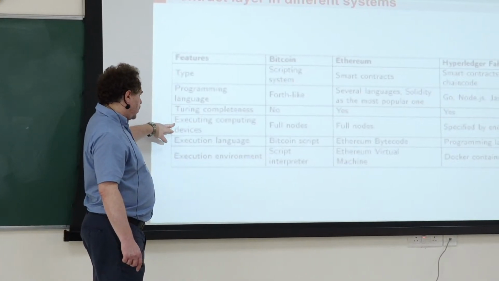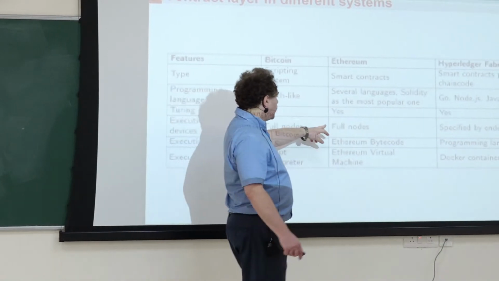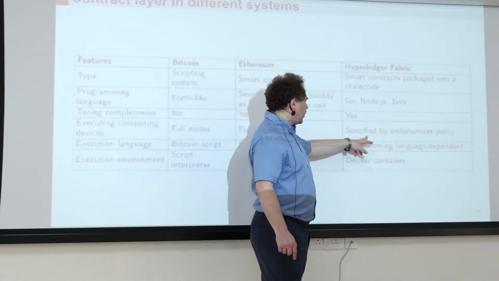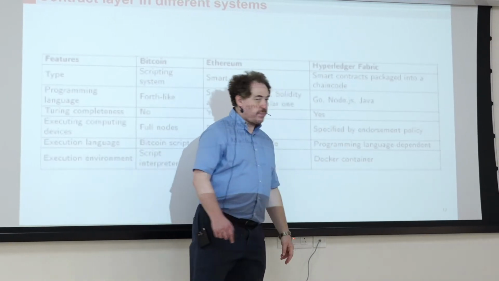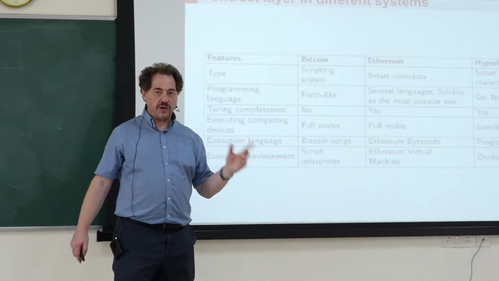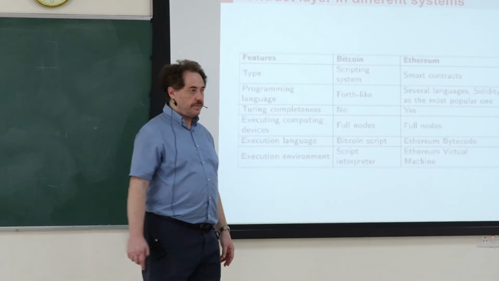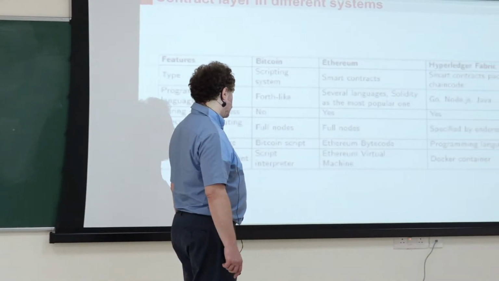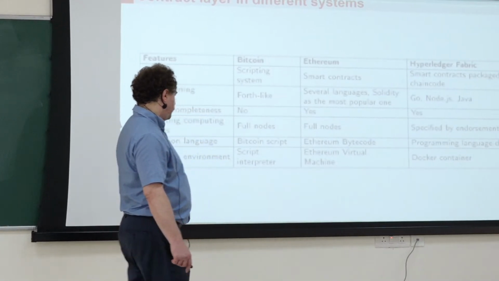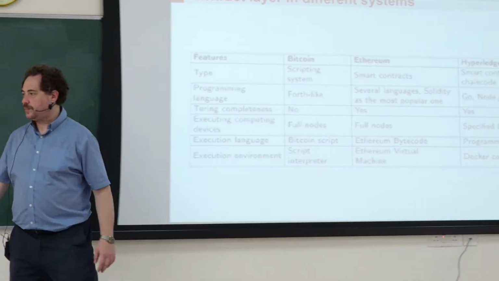Who executes the contracts? In Bitcoin it would be full nodes, in Ethereum it would be full nodes, in Hyperledger Fabric it's specified by the endorsement policy: a subset of the endorsing peers and some of the committing peers. And the execution environment is a Docker container.